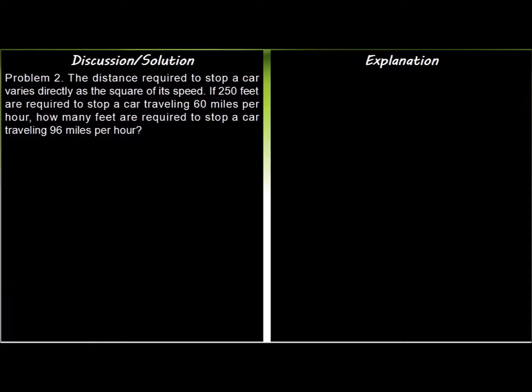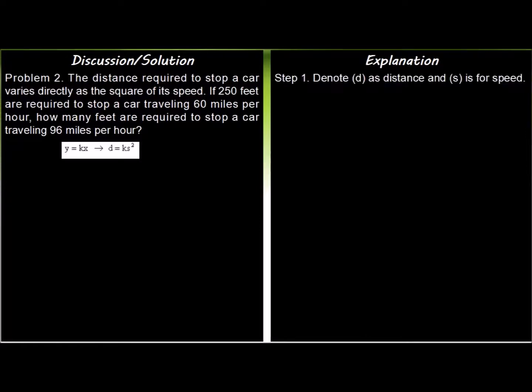Problem number 2. The distance required to stop a car varies directly as the square of its speed. If 250 feet are required to stop a car traveling 60 miles per hour, how many feet are required to stop a car traveling 96 miles per hour? So we have again this formula, y is equal to k times x, and it is denoted now by d as for the distance equal to k times s squared. So we have squared here since the speed is being squared.